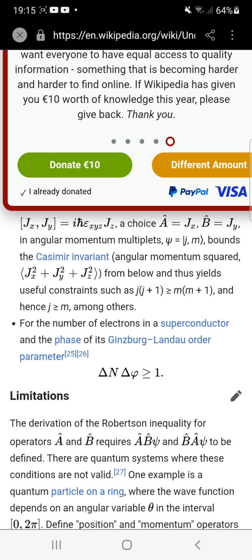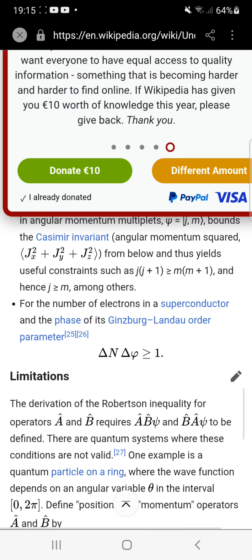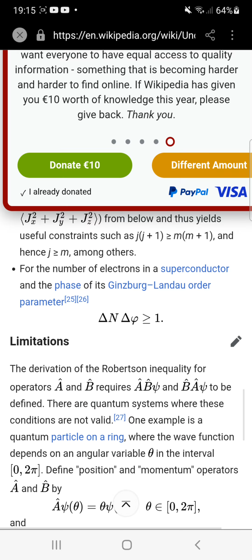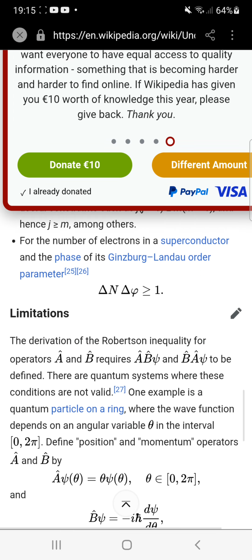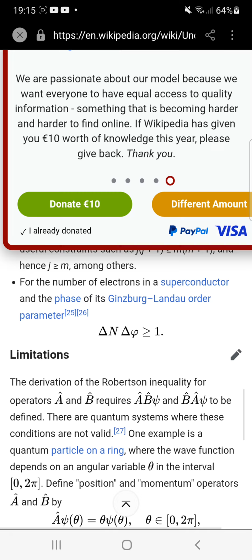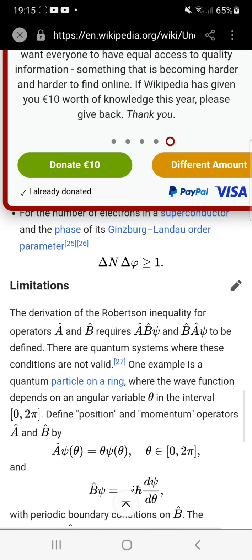angular momentum squared, j x squared plus j y squared plus j z squared, from below, and thus yields useful constraints such as j(j plus 1) greater than or equal to m(m plus 1), and hence j is greater than or equal to m, among others. For the number of electrons in a superconductor and the phase of its Ginzburg-Landau order parameter, delta n times delta phi is greater than or equal to 1.